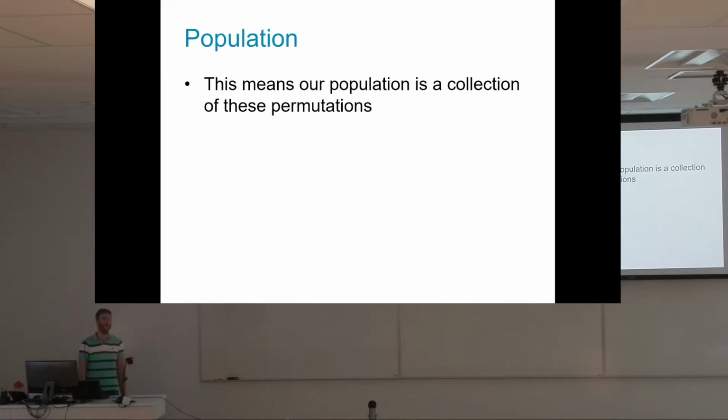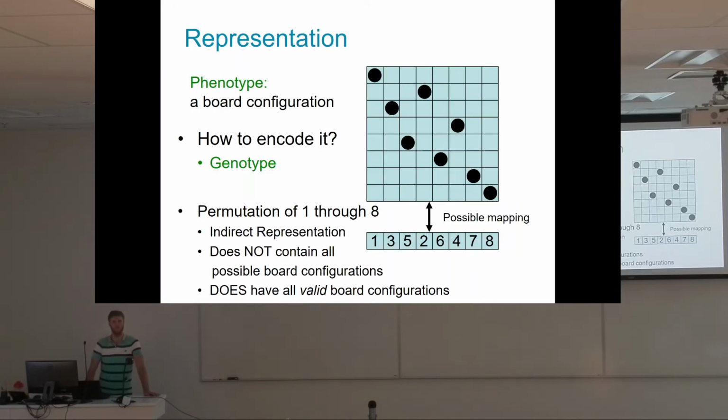All right, so population. Our population is a collection of these permutations. Yes? So in the representation, the number should be unique in every example, like in another example, not in the 8 queens, like in other example.